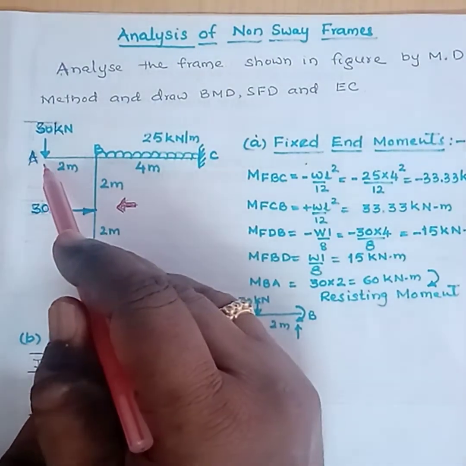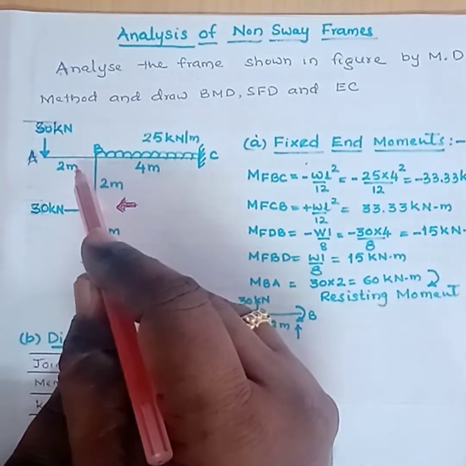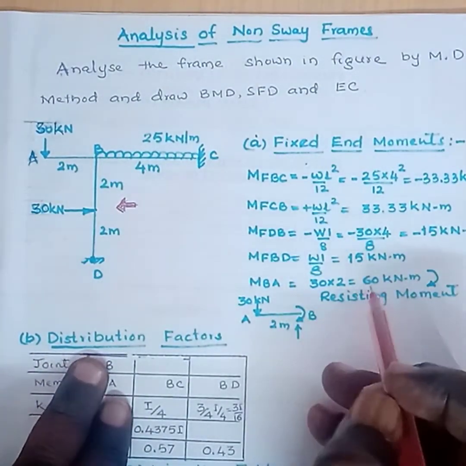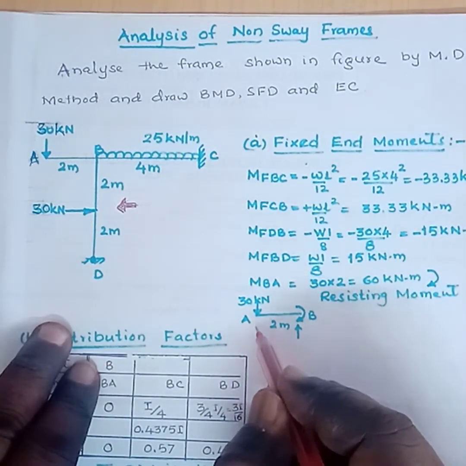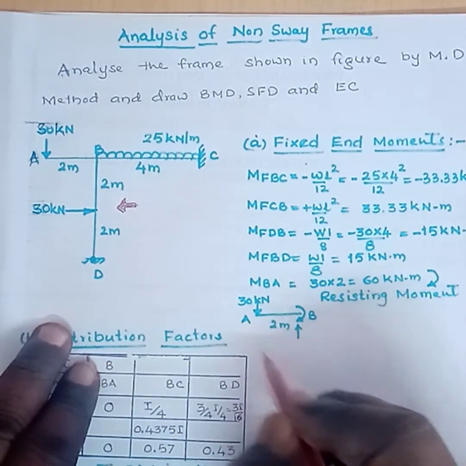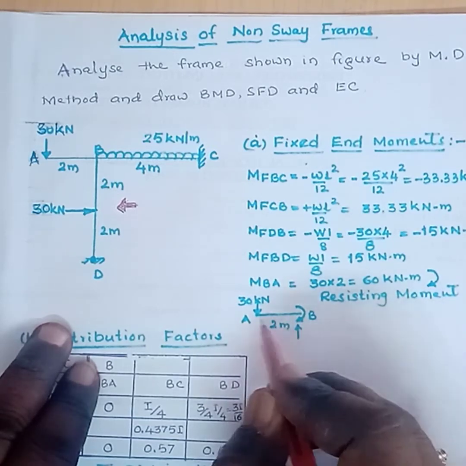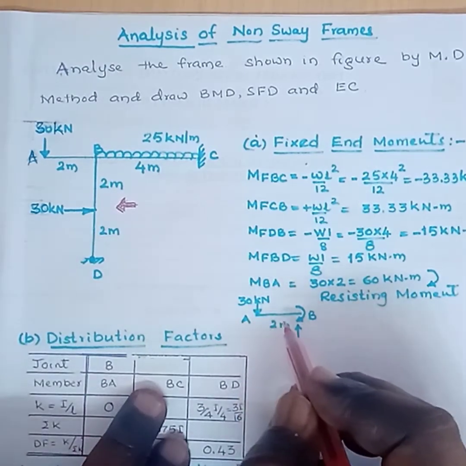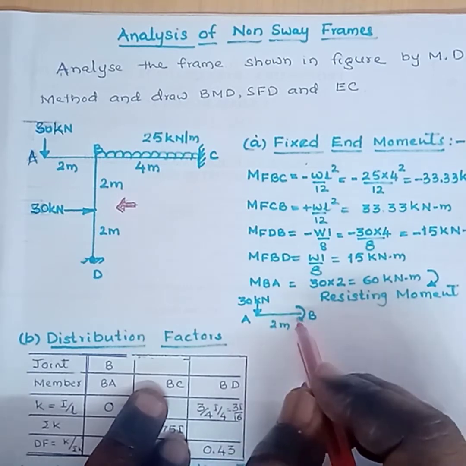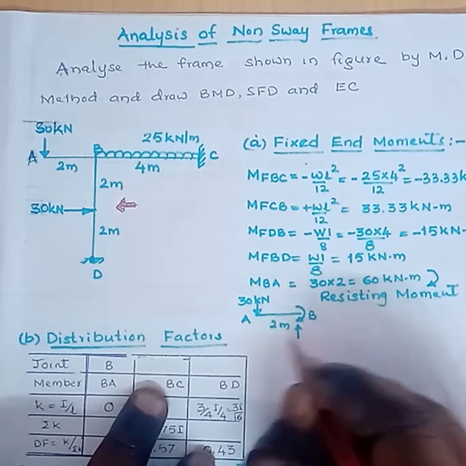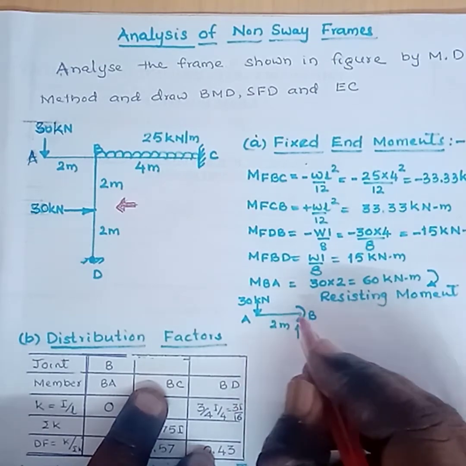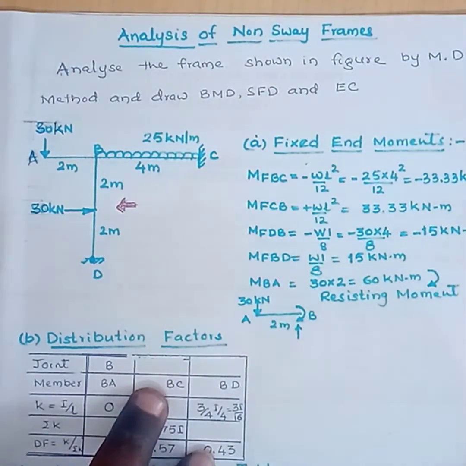Then there is another span BA, which is overhanged. Convert the overhang into the resisting moment. The actual moment is 30 into 2, the load is 30 and the distance is 2 meter. But we want the resisting moment, which is clockwise, and that is 60 kilonewton meter.